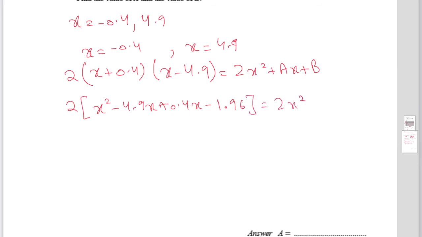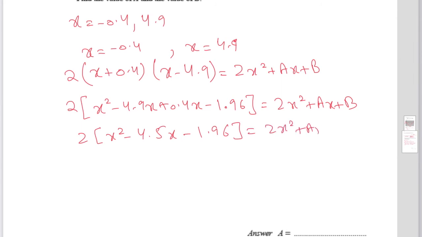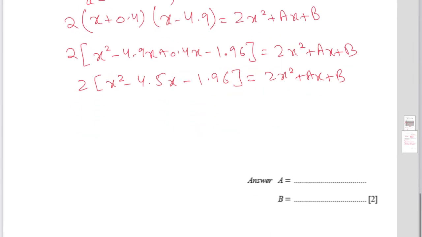This should be equal to 2x squared plus ax plus b. So let's simplify this equation. x squared minus, what do we get? Negative 4.5x minus 1.96 equal to 2x squared plus ax plus b. Then we multiply the 2 with the entire equation. We get 2x squared minus 9x minus, let's multiply this, 1.96 times 2 gives us 3.92. 3.92 is equal to 2x squared plus ax plus b.